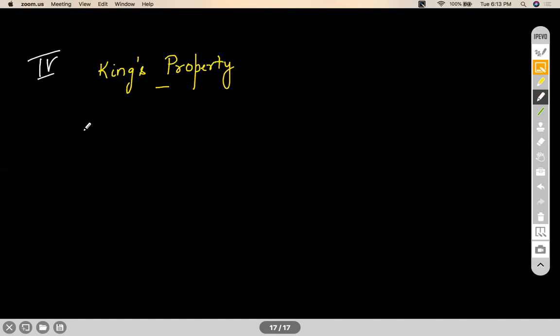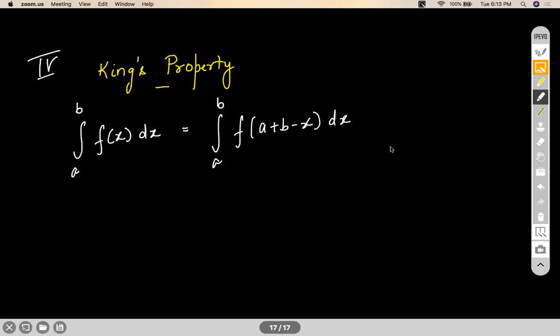if you are integrating a function f of x which is defined from a to b, you can write this integral as integration from a to b f of a plus b minus x dx. Okay, this is the bigger version of it. A very small special case is mostly used here.